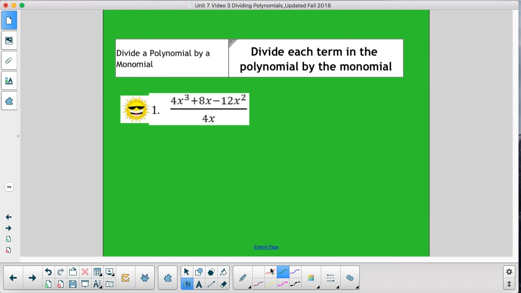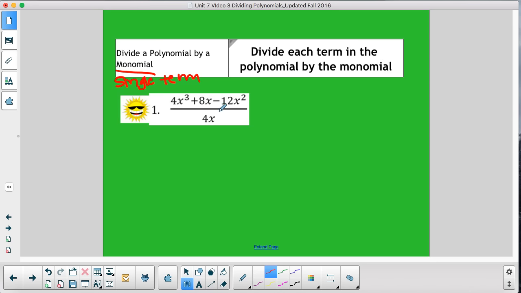So one thing I want to talk about first is what is a monomial. It is something that is a single term. So if I look at my denominator of number 1, you see how there's only one piece? This is a monomial. This numerator has 3 terms, so this is a trinomial because there's 3 of them.